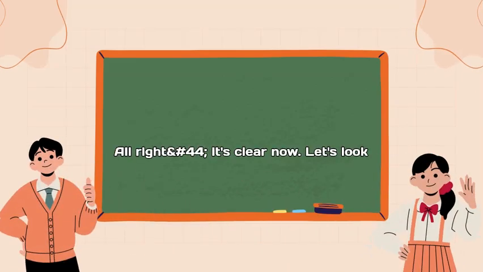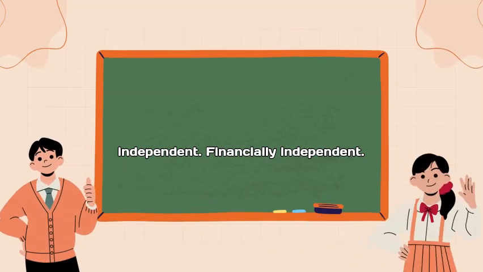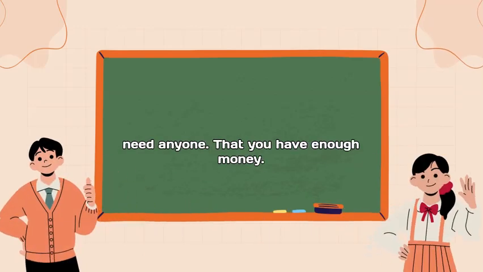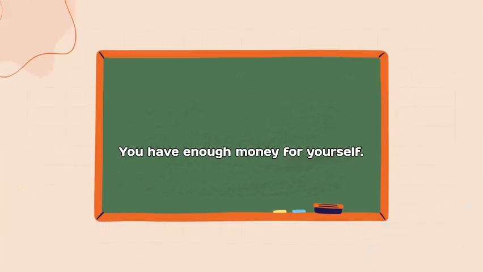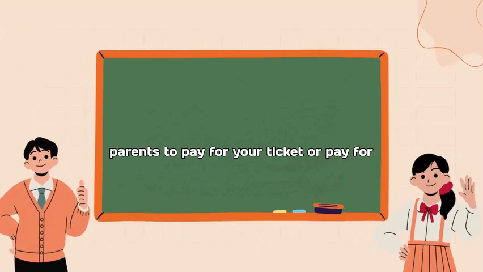All right, it's clear now. Let's look at our next word, financially independent. So that means that you don't need anyone. That you have enough money for yourself. Right. So you don't have to ask your parents to pay for your ticket or pay for your food or whatever.